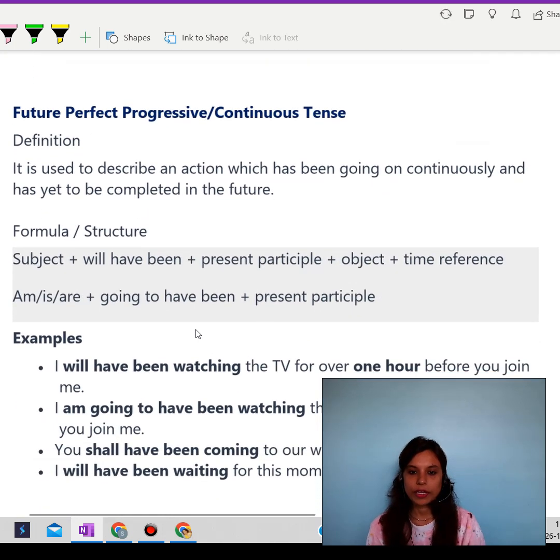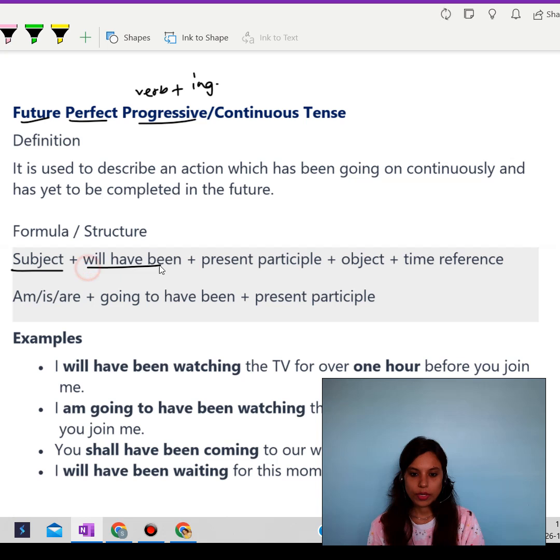Next is future perfect progressive or continuous tense. So over here we are going to talk about the future tense means will or shall, perfect means have, and then progressive or continuous tense means verb plus ing. Till now it was only the verb, and now we are going to add ing to the verb. Okay, let's see the structure. Subject, will have been, then the present participle, then the object, then the time reference.